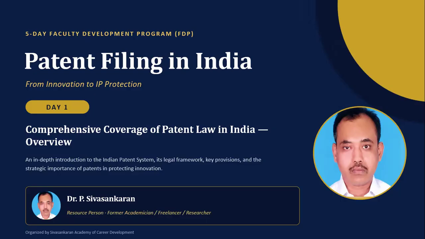The objective of today's session is to develop a strong conceptual foundation in Indian patent law, understand its evolution, examine the major provisions governing patents, identify patentable and non-patentable subject matter, understand patent rights and infringement, and finally obtain an introductory understanding of the patent filing process.